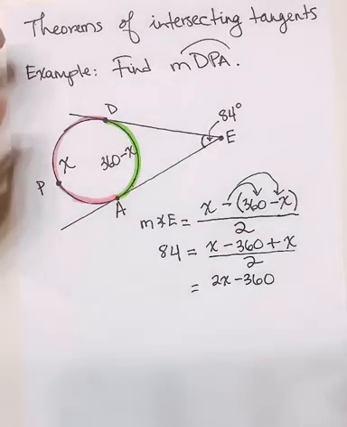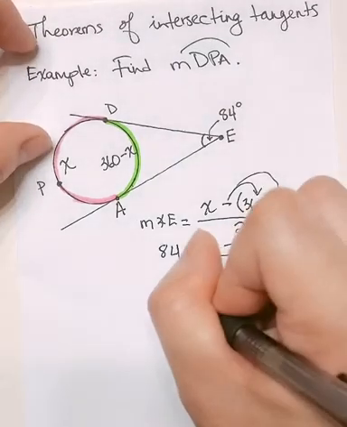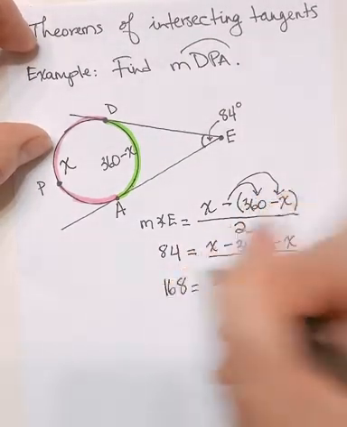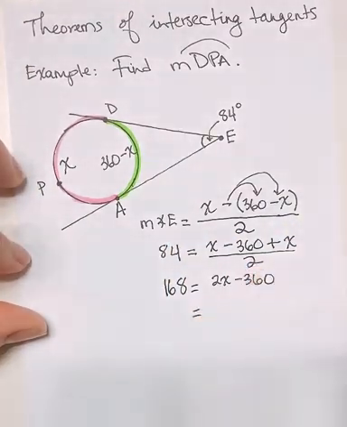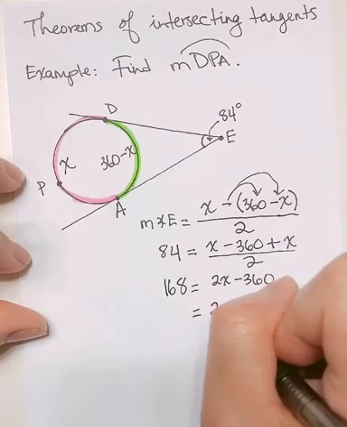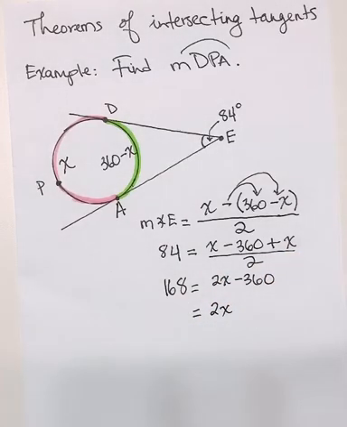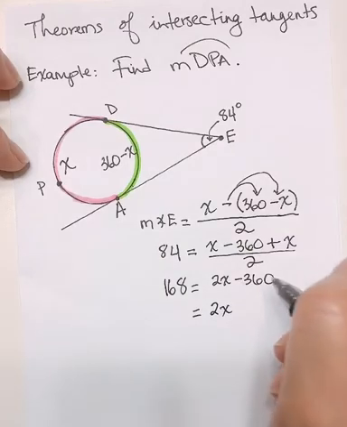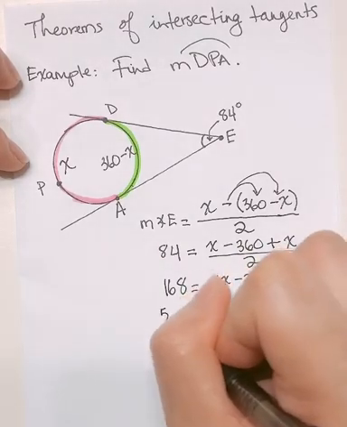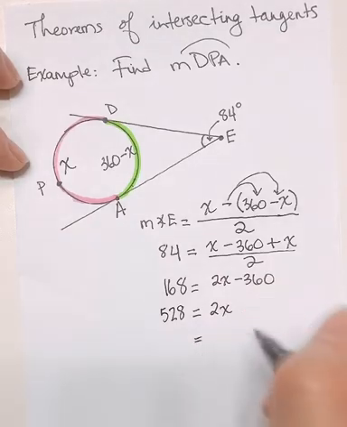If you do that, 84 times 2 would give me 168. Because I multiplied 84 with 2. Now I'm going to solve this by adding 360 to the other side. So I'm going to add 360. Make sure you have a calculator next to you because sometimes I don't even trust my math. So 360 plus that, it's 528. And then I'm going to divide it by 2.